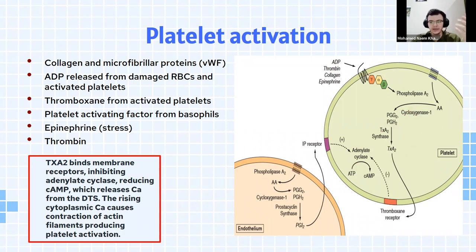So binding, phospholipase A2, a long pathway which leads to COX, and thromboxane A2 gets synthesized, and then it binds to its receptor, decreased cAMP, more calcium, contraction and release of clotting factors. Clear? Okay, clear. Nice.